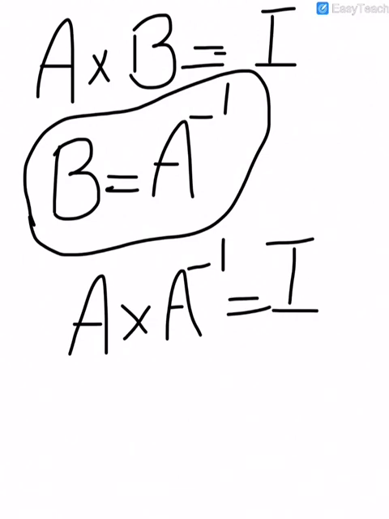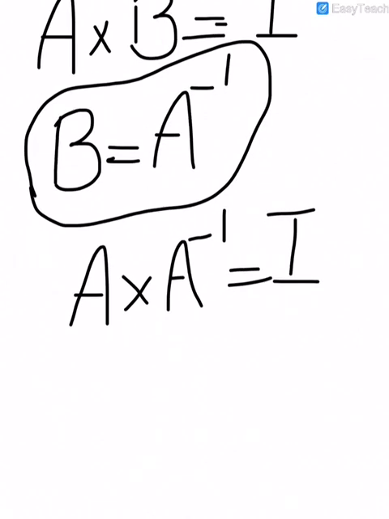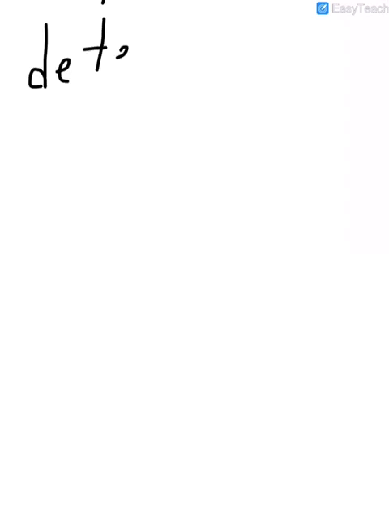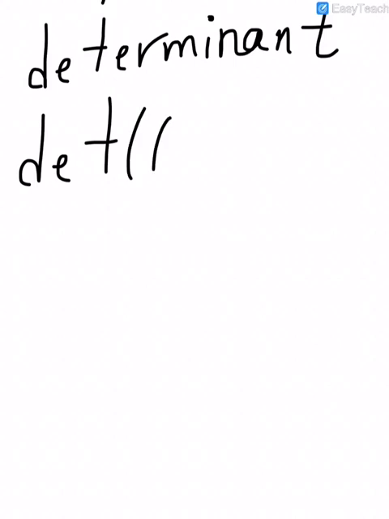So now the question is, how can we find A minus 1? In order to find A minus 1, we first need to have some definitions. The first definition that we need to know is the determinant. Right? The determinant of a matrix A, how do we define it?